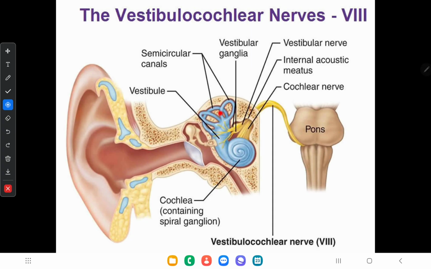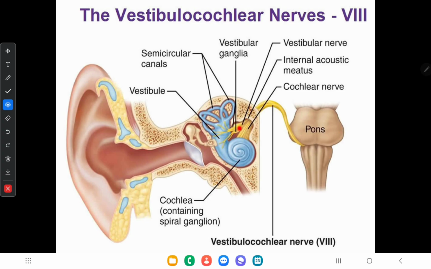Here you can see semicircular canals. So, here is the vestibular nerve, and here is the cochlear nerve. This is the internal acoustic meatus. So you can see these are the vestibular ganglia. You can see the vestibular nerve starting from the macula and cristae of the inner ear. Actually, this nerve begins in the vestibular ganglion.